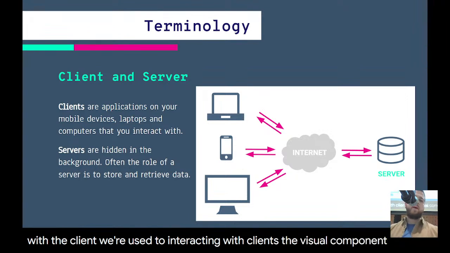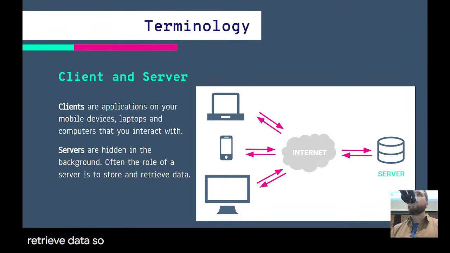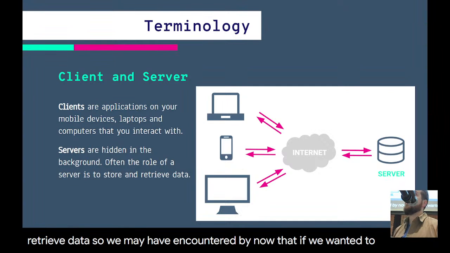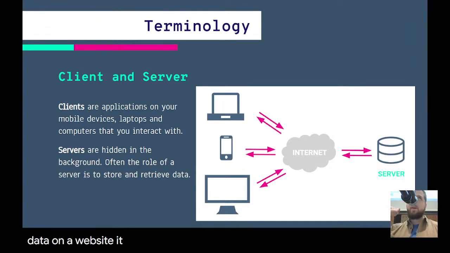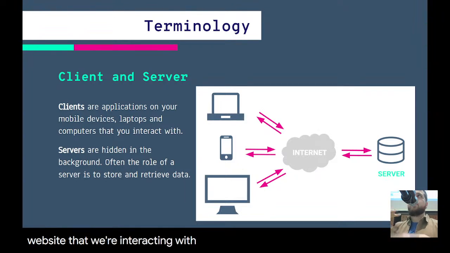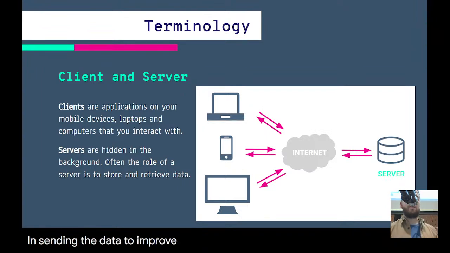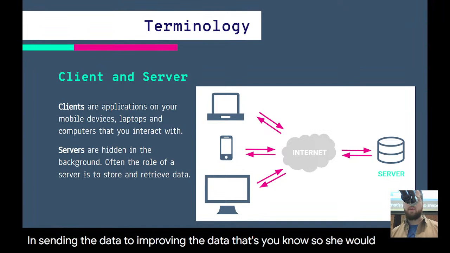It's the visual component. Servers, on the other hand, are typically hidden in the background, and their role is often to store data and retrieve data. We may have encountered by now that if we wanted to save data on a website, it disappears as soon as we press the refresh button. So we need a place to put the data, and therefore we need a server to send the data to, so it has somewhere to live. When we talk about clients, think about a website that we're interacting with. When we talk about servers, think about the thing that the website might be talking to, sending data to and retrieving data from, like a database.